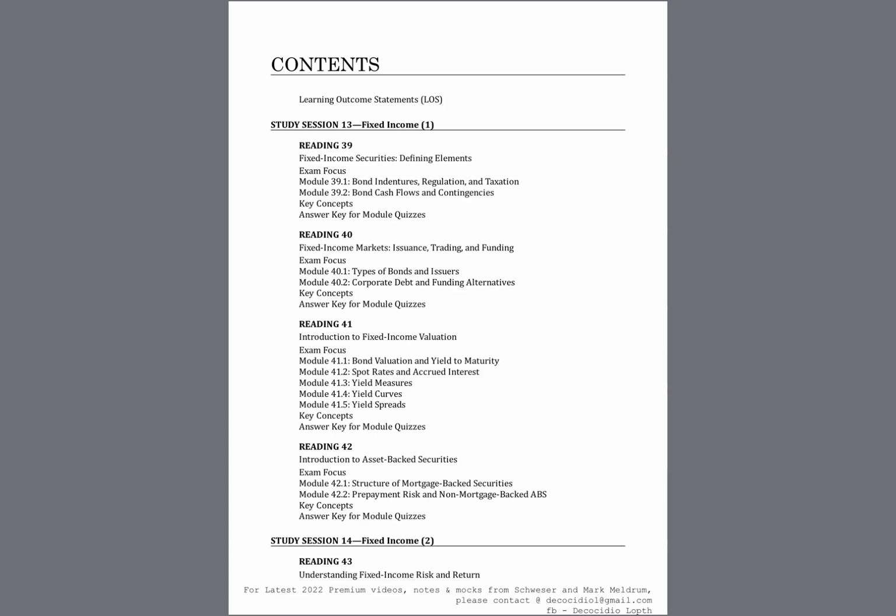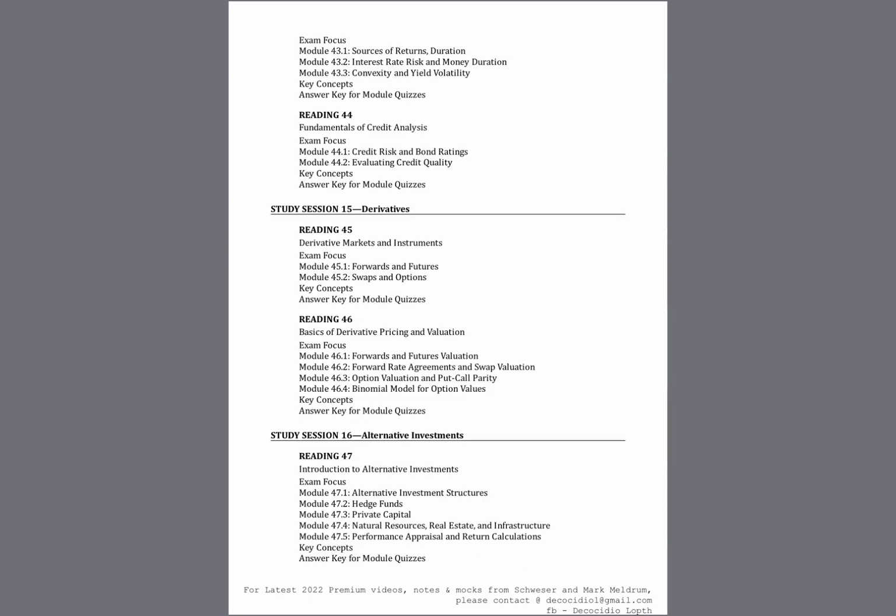And then we move on to 42, which is looking at asset-backed securities, particularly the structure of mortgage-backed securities. What are the prepayment risks and what are the other kinds of ABS, which is asset-backed securities. Then when we go to 43, it's talking about understanding the risk-return trade-off, so we take a look at the sources of return. Particularly, we'll be looking at the concept of duration.